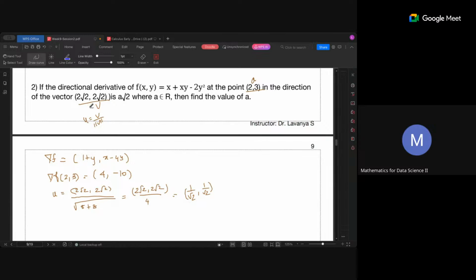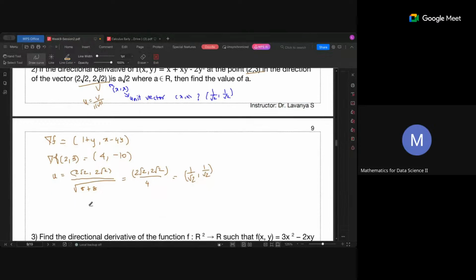Along which line does this point lie? y equals x, the coordinates are (x, x) basically, right? So what is the unit vector along (x, x)? It is (1 by root 2, 1 by root 2). So this is a simple way to see the unit vector. Anyway, you can use this method also. No problem with that, I'm just telling.